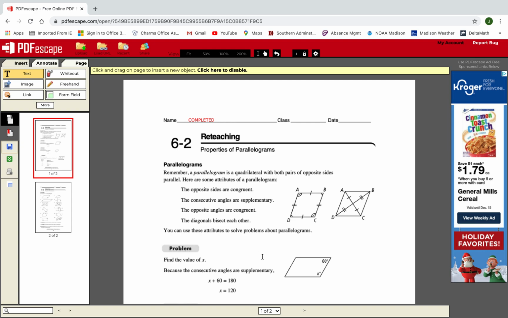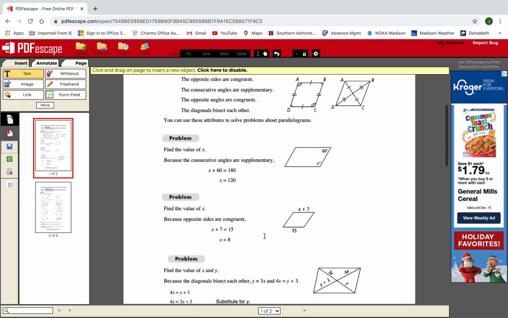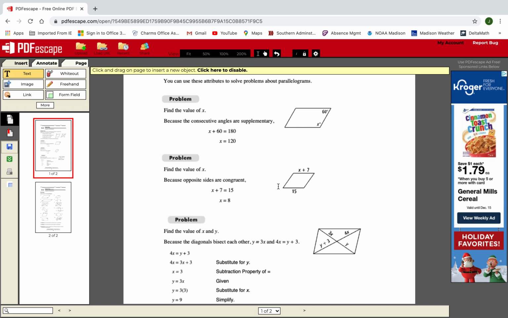It says you can use these attributes to solve problems about parallelograms. And you can see this example here that wants you to find the value of x. Since consecutive angles are supplementary because they are same side interior angles, you can simply subtract one of them from 180 to get the other one. For instance, this one is 60, so 60 from 180 is 120, and that's how we know that that other angle is 120. This one says find the value of x.